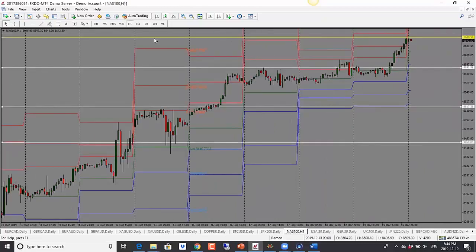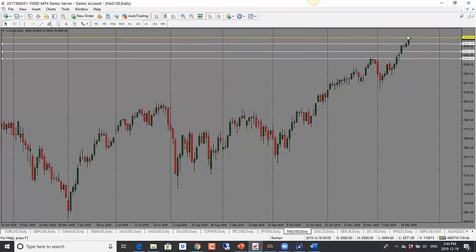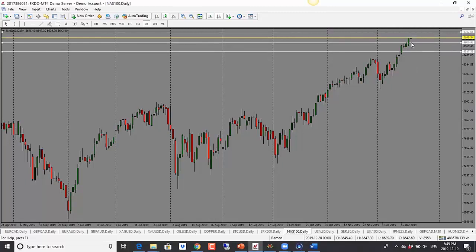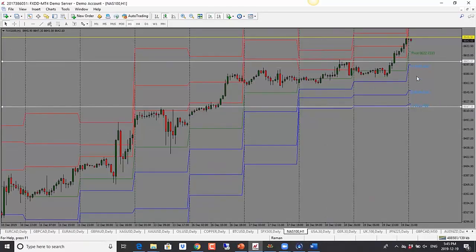NASDAQ is pushing higher. So this one also went into this next level we had talked about, 8650, looking quite bullish here. And 8700 is the next one I would look at. But the move here is not looking too solid. So I would just be careful.